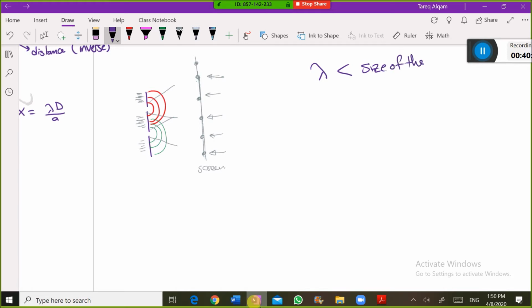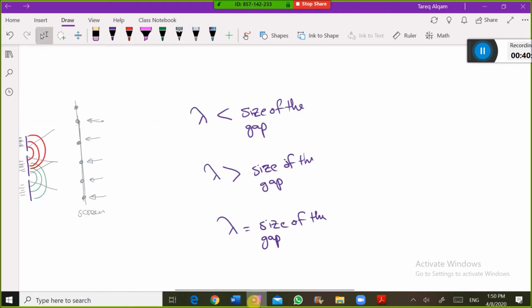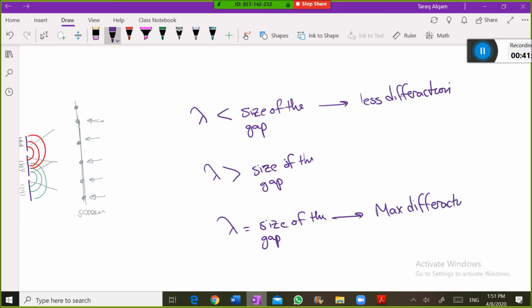Next time I will show you guys a demonstration or simulation about that. Lambda more than the size of the gap. Lambda equivalent to the size of the gap. Here, guys, we have less diffraction, right? And here we have maximum diffraction. If lambda is more than the size of the gap, we also have less diffraction.